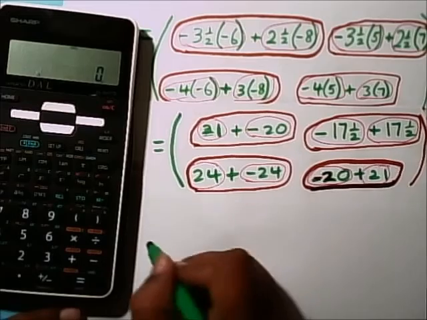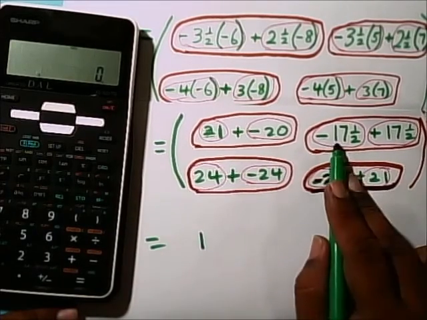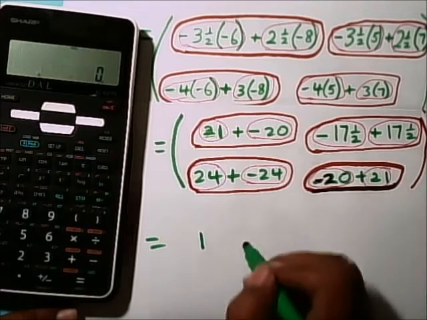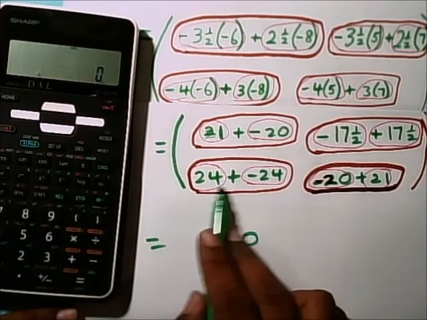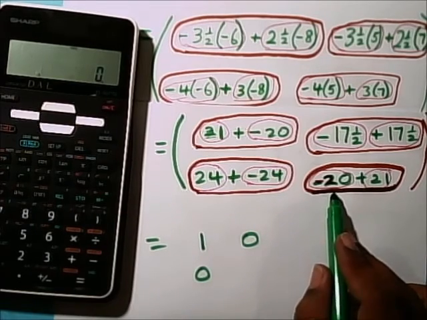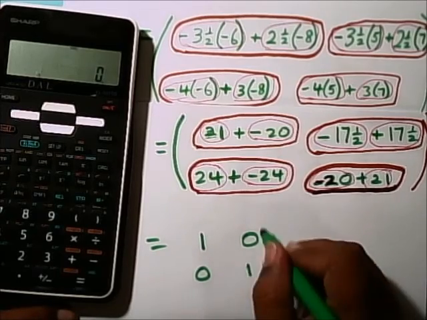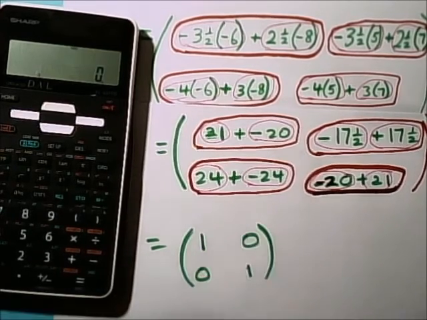Then we work it out. 21 take away 20 is 1. This take away that is 0. This take away that is 0. And minus 20 plus 21: go down 20 but then go up 21, you end up with 1. So you end up with the same answer.